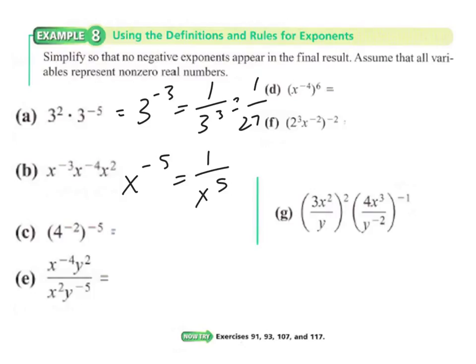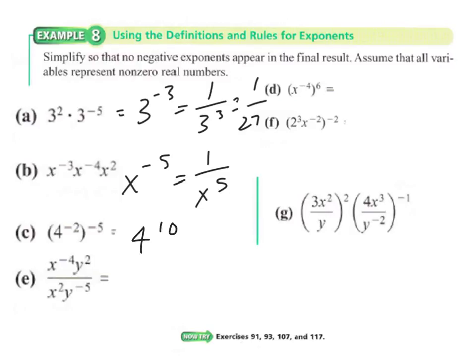For c, this is a power of a power here, so we really just multiply those exponents together. Negative 2 times negative 5 would be just a positive 10. I'm just going to leave that for now, not too worried about what 4 to the 10th power equals.